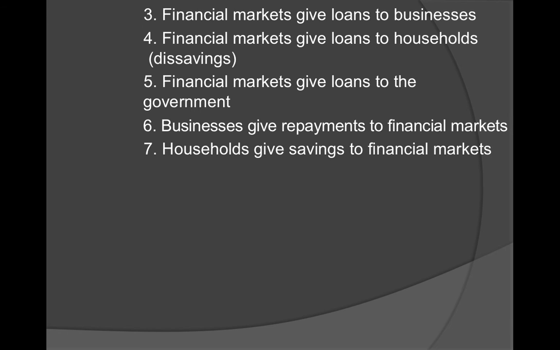Households give their savings to financial markets, but technically they could give repayments as well. But households would give savings to financial markets, meaning I would go ahead and make my money from the company that I work for, and then I would put that money into the bank. The bank would then use my money to let other people borrow money. That's kind of how they operate.